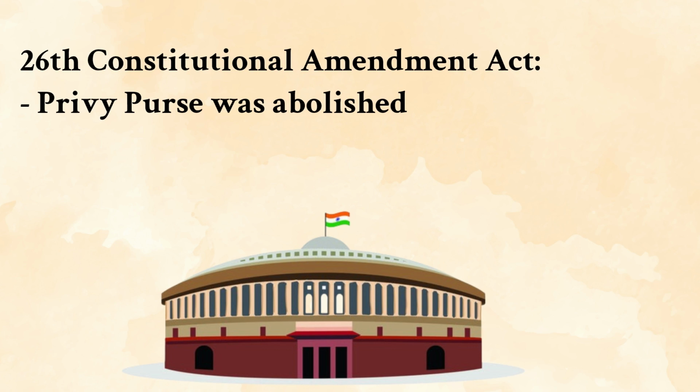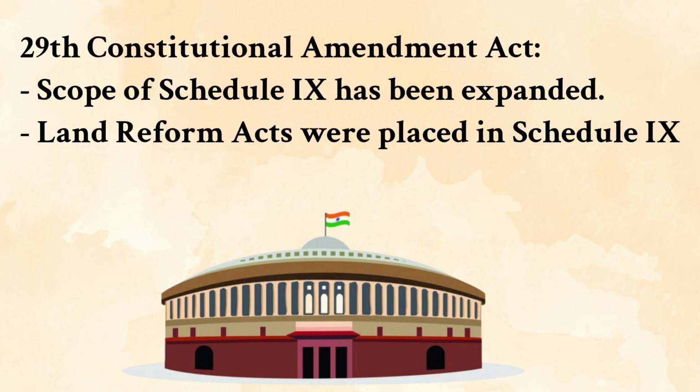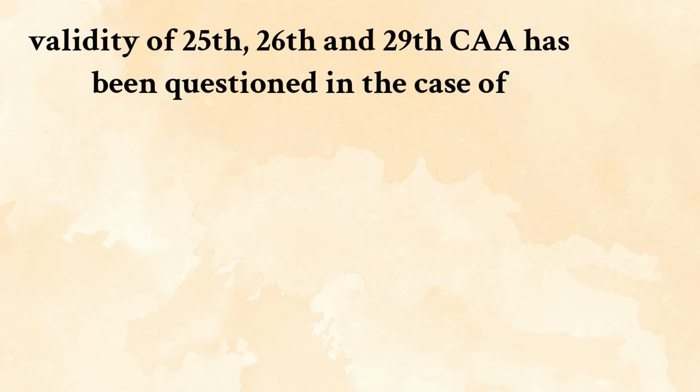Through 29th Constitutional Amendment, 9th Schedule has been expanded. This included regulations from Kerala that placed a strong emphasis on land reform. The Kerala Land Reforms Amendment Act 1969 and the Kerala Land Reforms Amendment Act 1971 were added to the list. The validity of these three amendments, that is 25th, 26th, and 29th constitutional amendments, was questioned in the most famous case of Keshavananda Bharati versus State of Kerala.